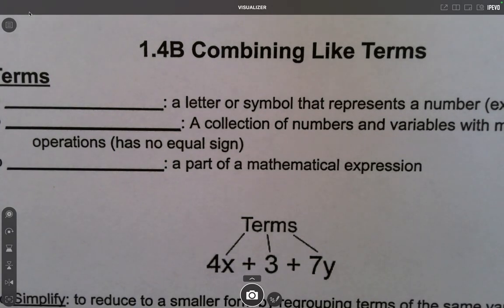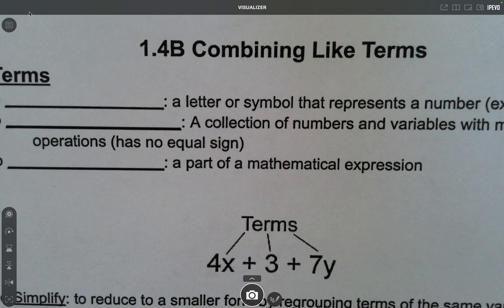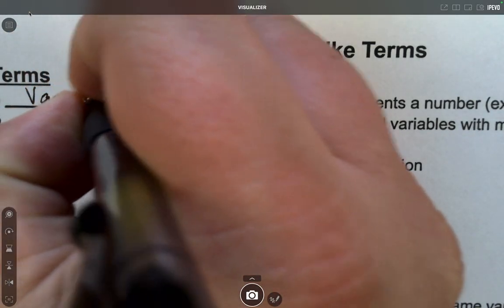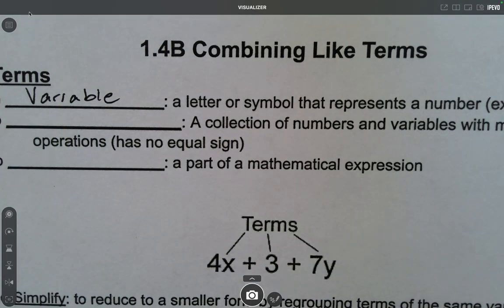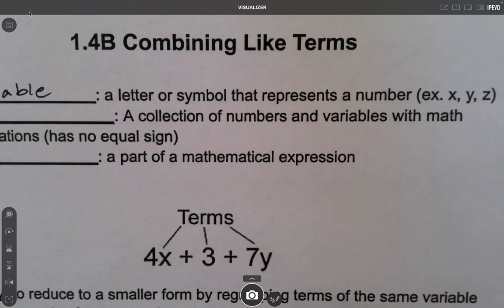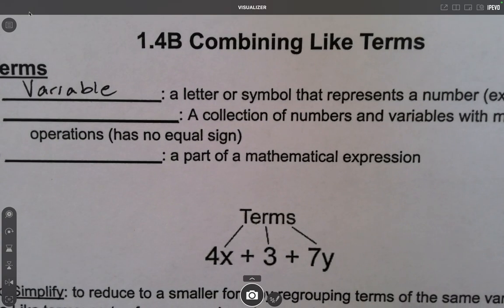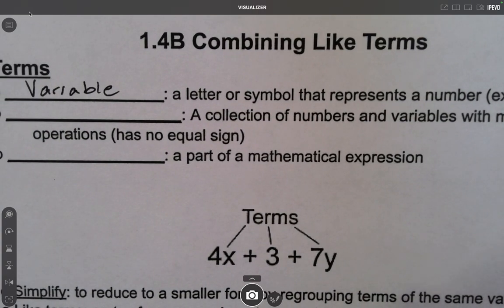So first of all, a variable is a letter or symbol that represents a number. So common examples are x, y, and z. A variable, not saying you haven't heard this word before, is a letter or symbol that represents a number.